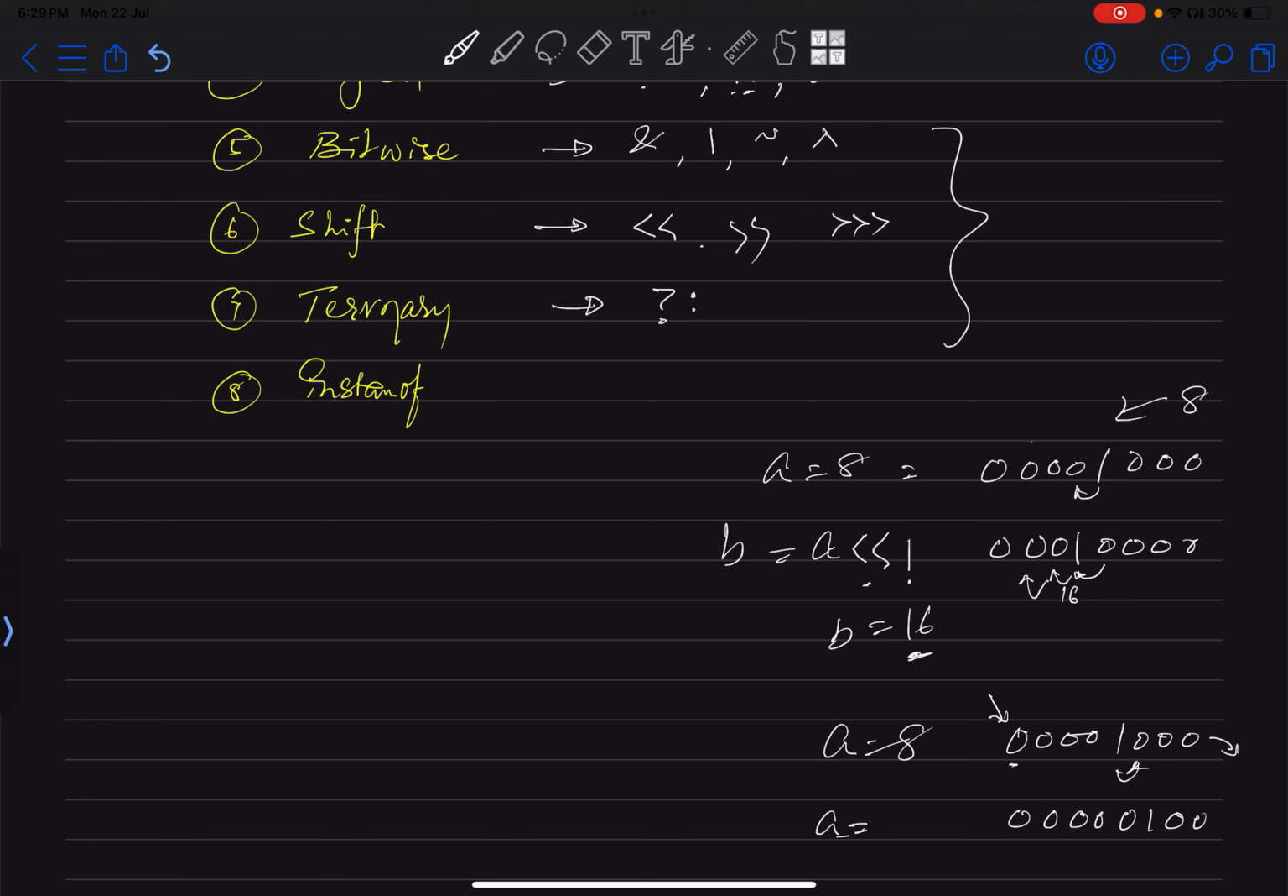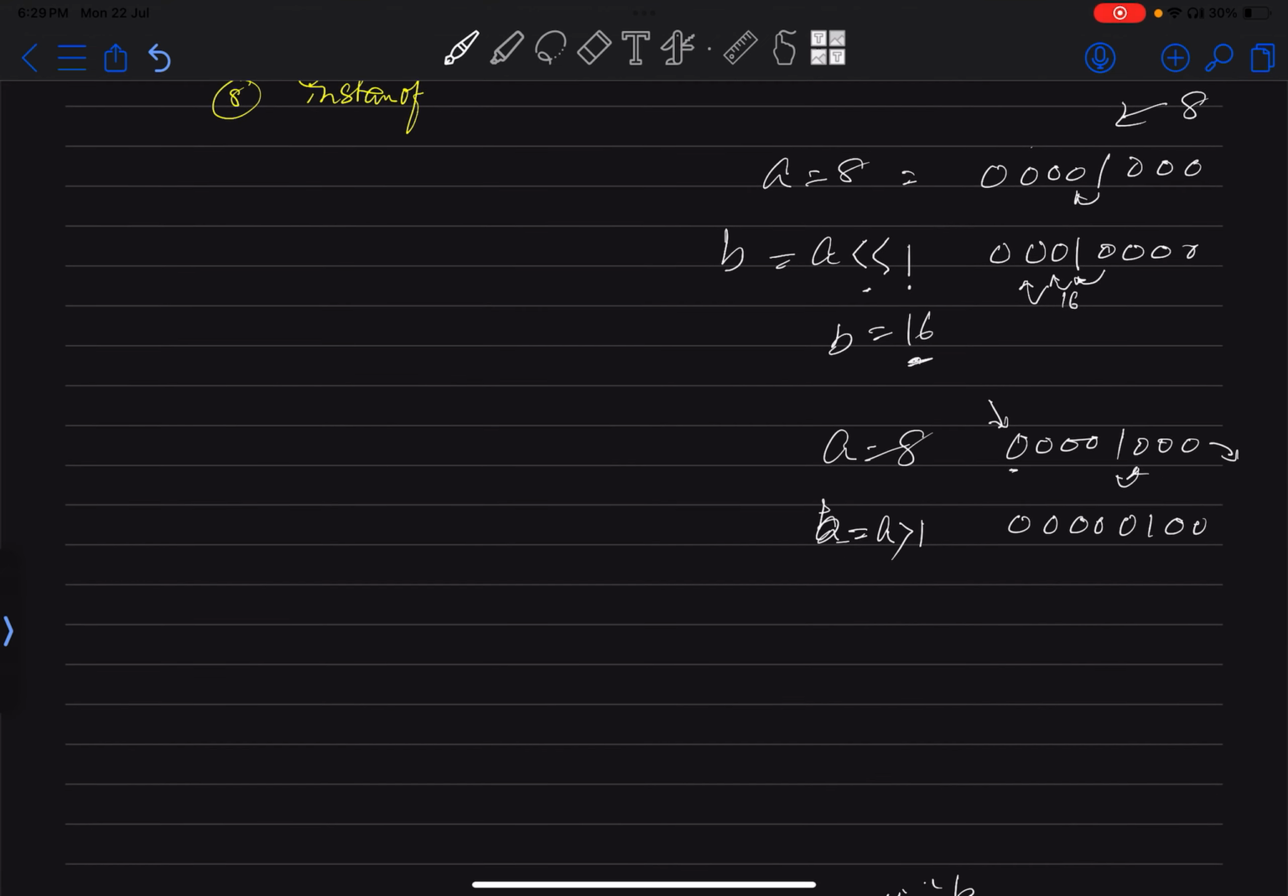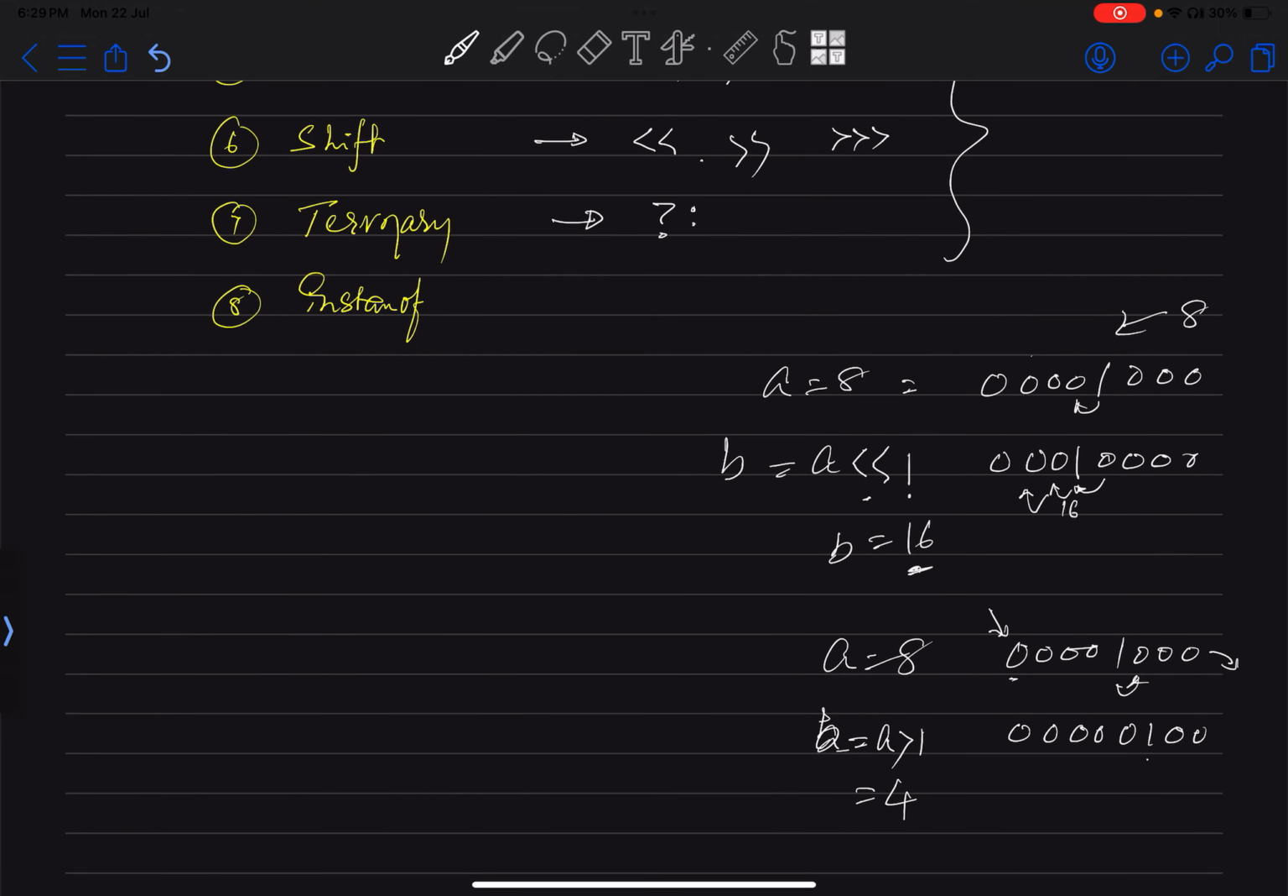In this case, let's say B equal to A right shift by one time. If I do it this way, then what I'm getting is the value of B equal to 4. That itself indicates it's a division by 2 operation. So every single shift will perform a division by 2 operation. Similarly, if we take this one, this is essentially called an unsigned shift.